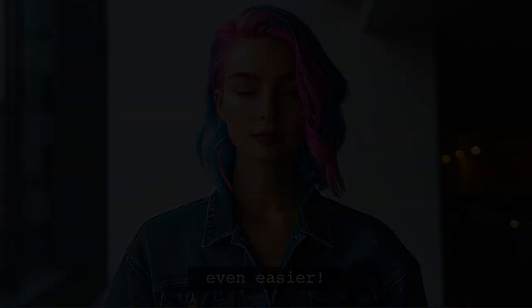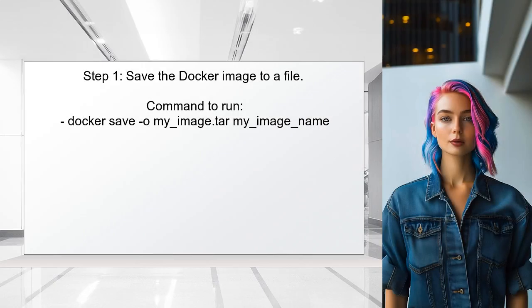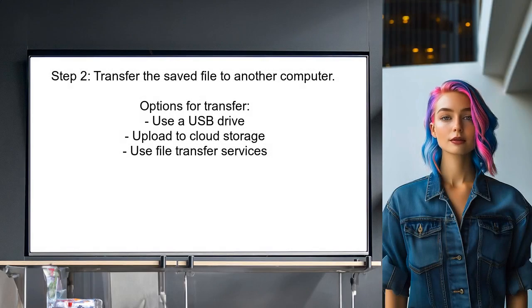To transfer the Docker image, the user should first save the image to a file. This can be done using the docker save command, which allows the user to export the image. Next, the user needs to transfer the saved file to the other computer. This can be done using a USB drive, cloud storage, or any file transfer method the user prefers.